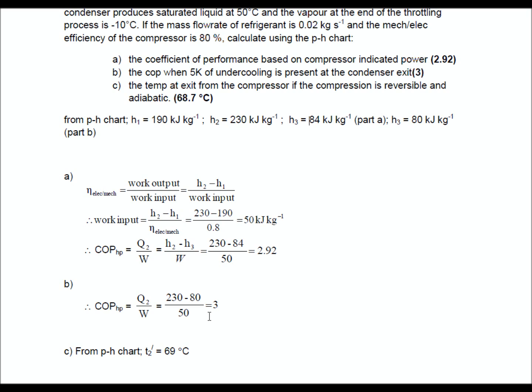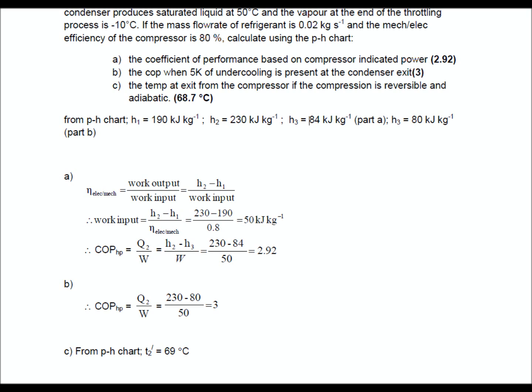And question C is asking for the temperature at exit from the compressor if the compression process is assumed to be isentropic, and again going back to our chart and reading off the value at exit from the compressor, assuming the line follows the constant entropy line, we get 69 degrees Celsius.